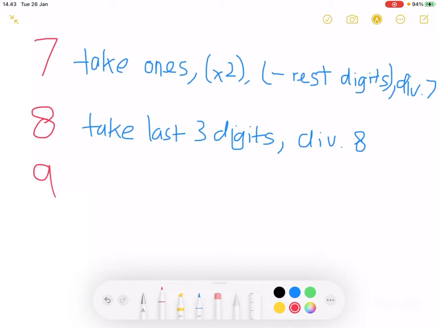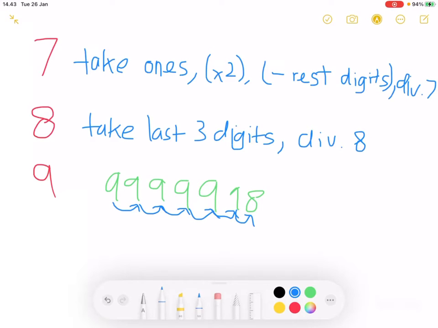Now the divisibility rule of 9 is similar to 3. So given a number, I'll just write 9999918, I guess. It's pretty similar. All you need to do is to sum up all the digits right here. So after summing this up, you can quickly get that the result is 54.